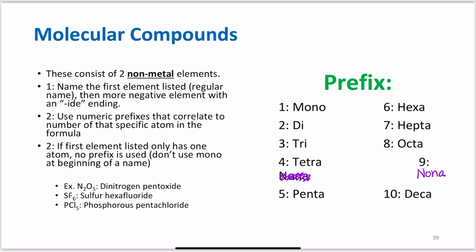Because we can have a varying number of one specific element within a formula, we can have different combinations, such as CO versus CO2. We are going to use prefixes to describe how many we have of a specific element within the formula. If the first element listed only has one atom, no prefix is used. So for example, this, we say carbon dioxide, using the prefix di to describe the two oxygens, but I don't have a prefix in front of carbon. I just wrote that in the wrong spot. I apologize. This is carbon dioxide.